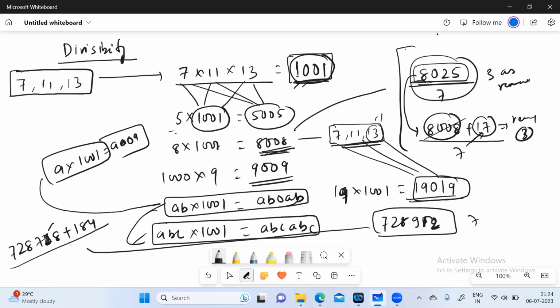So now we can easily check. I know that this number gets divided by 7, 11, and 13. So we just need to check whether this remaining number gets divided by 7, 11, or 13 or not. So if it gets divided by 7, 11, and 13, then the entire number will get divided by 7, 11, 13. And whatever the remainder that we'll be getting, that will be the remainder of the actual division. So is it clear to everyone?